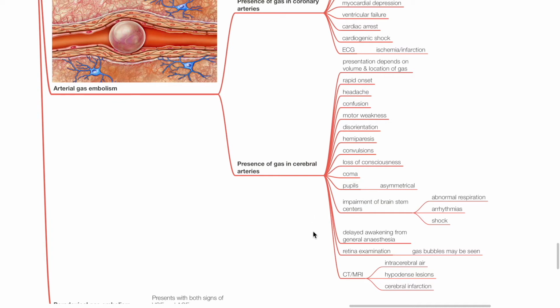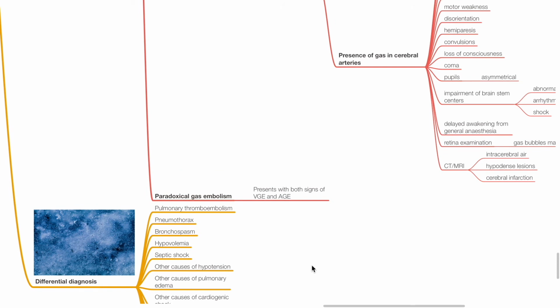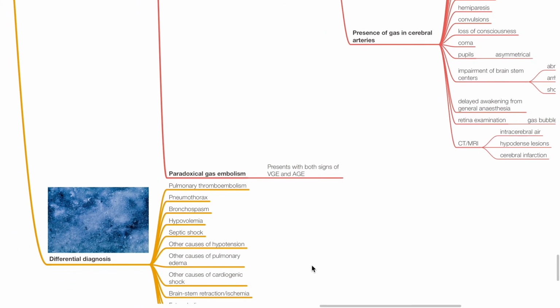Delayed awakening from general anesthesia. Gas bubbles may be seen during retina examination. CT MRI brain may show intracerebral air, hypodense lesions, and cerebral infarction. Paradoxical gas embolism presents with both signs of venous and arterial gas embolism.